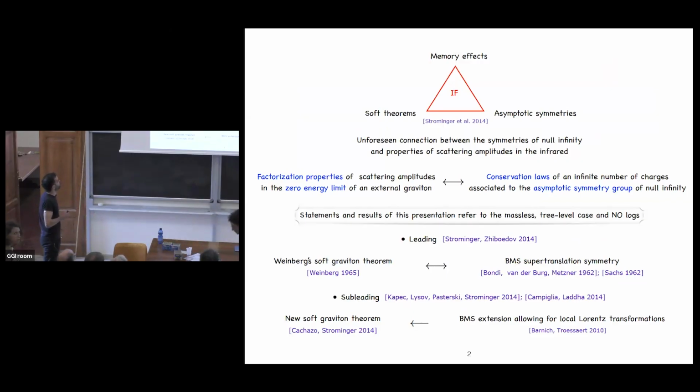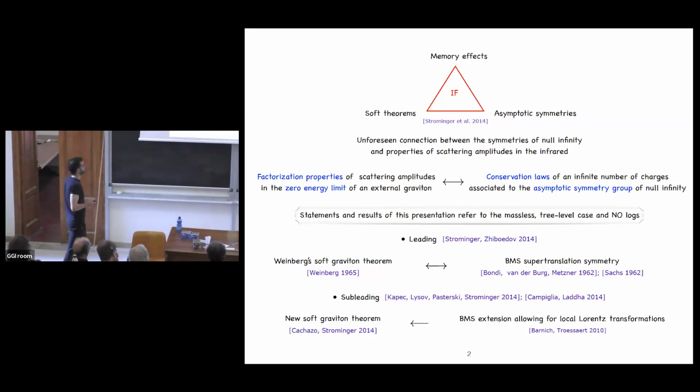Right triangle. I'm not going to spend much time on that because I think everyone is familiar with it by now. The main thing is that factorization properties of scattering amplitudes, when we go to the zero energy limit of, for instance, an external graviton, have been shown to be equivalent to a set of conservation laws of an infinite number of charges, which are associated to an asymptotic symmetry group.